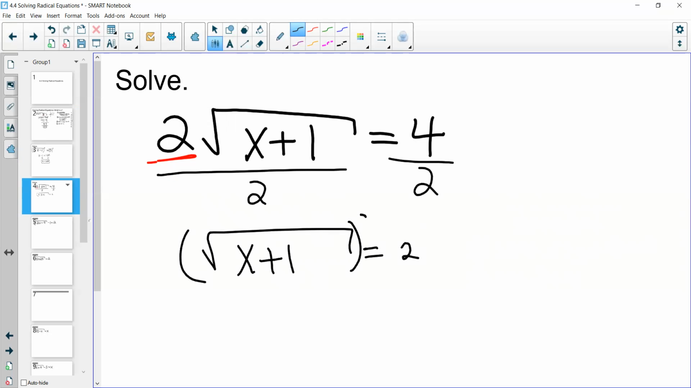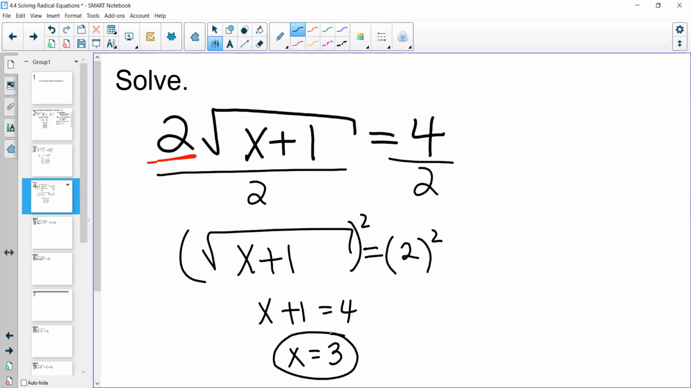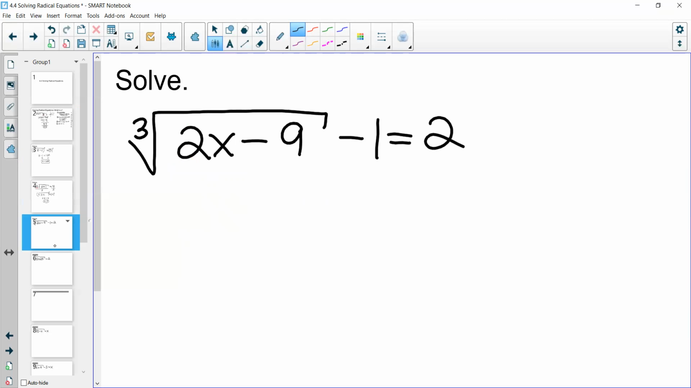And then we can get rid of that root. Now remember, we want to check the square root is even, so we need to make sure it equals a positive number, in which case this does. So we can square both sides. We get x plus 1 equals 4, which means x equals 3. Fantastic. Okay, let's take a look at one more example here. In this case, we have the cubed root of 2x minus 9, minus 1 equals 2.